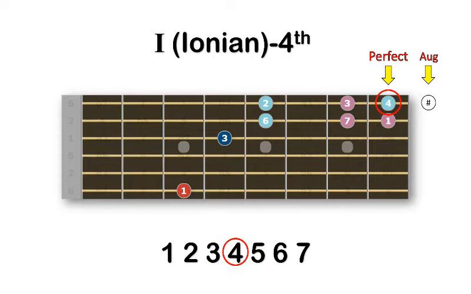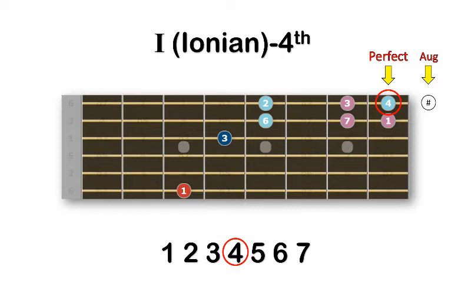Perfect meaning the 4 is in its natural unaltered state, and augmented meaning the 4 is raised by 1 fret. As you can see, the perfect 4th is placed on the high E string, same fret as the B string root, and the augmented 4th would be 1 fret to the right of that.